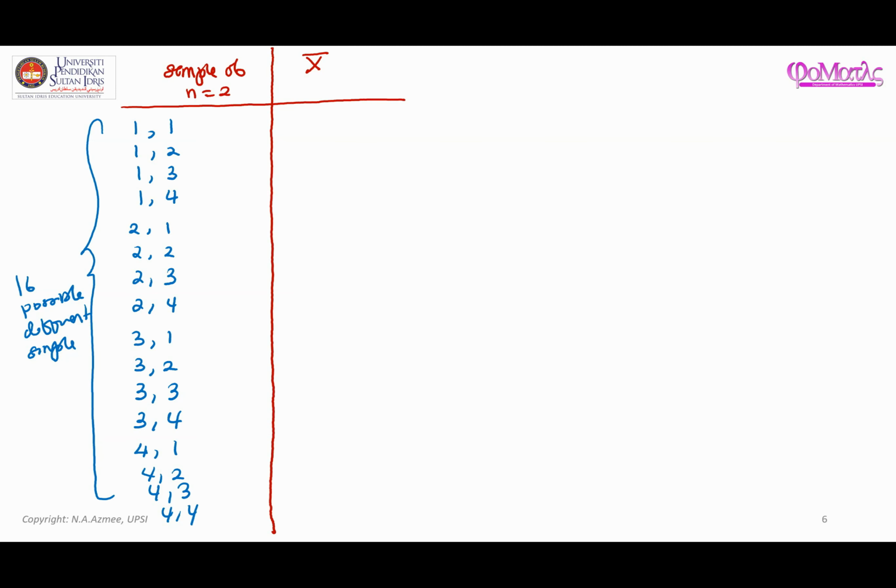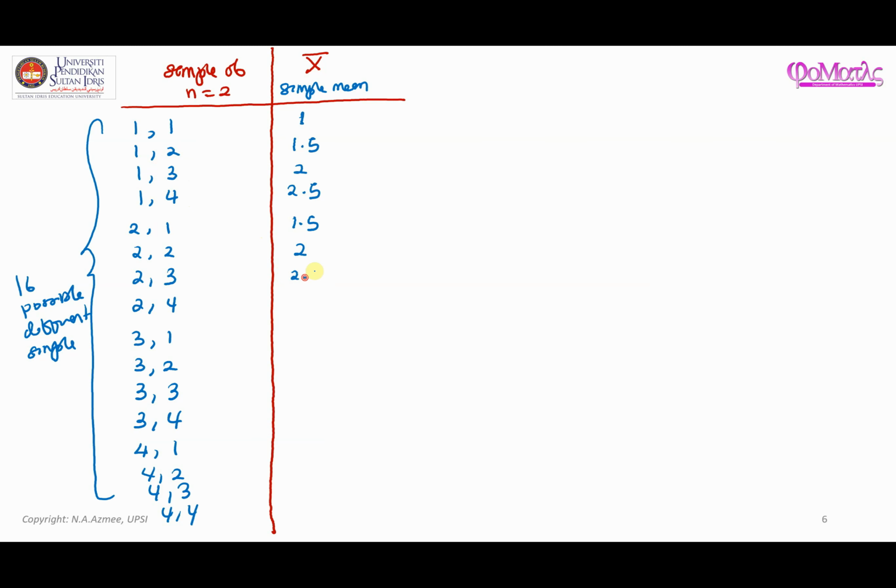Okay, so 16 possible samples altogether. Based on each sample, you can obtain the value of the sample mean, which we call x bar. For this one, the value is going to be 1 plus 1 over 2, which is 1. 1 plus 2 is 3, so this is 1.5. 1 plus 3 is 4, so this is going to be 2. 5 is going to be 2.5. 3 over 2 is 1.5. This one is going to be 2.